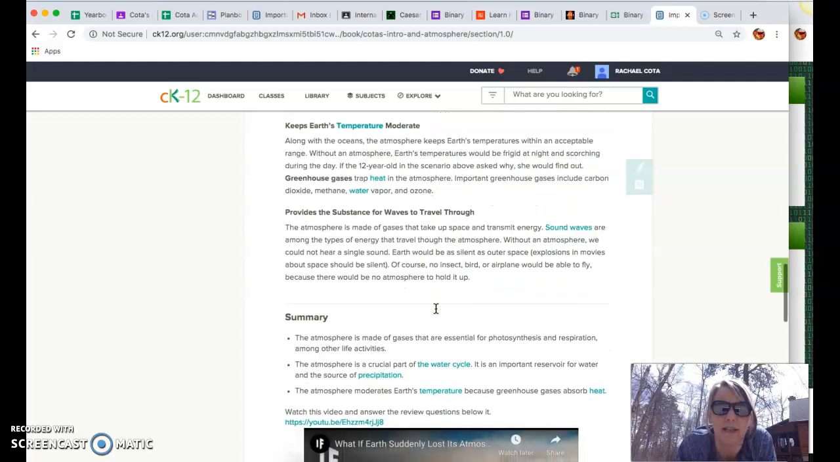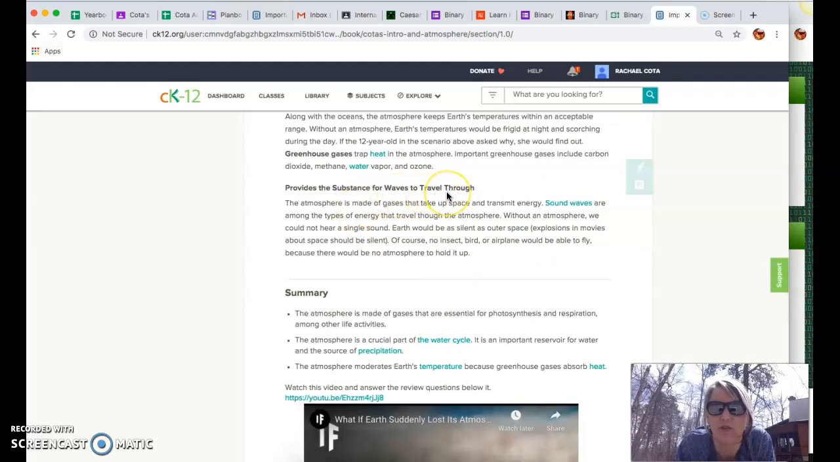And then lastly, it provides a substance for waves to travel through. We have to have air in order for sound waves to bounce off of them and for us to be able to hear anything. On Mercury and on the moon, where there's no atmosphere, there's no sound. You can yell and scream all you want and you will not make a peep.